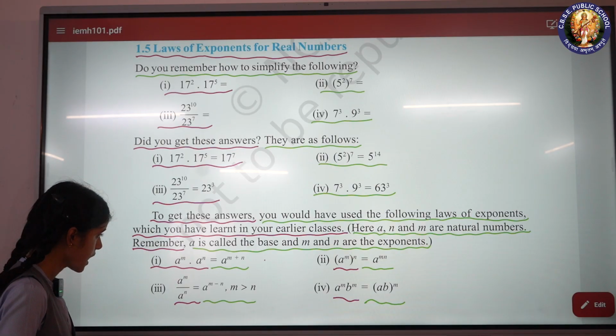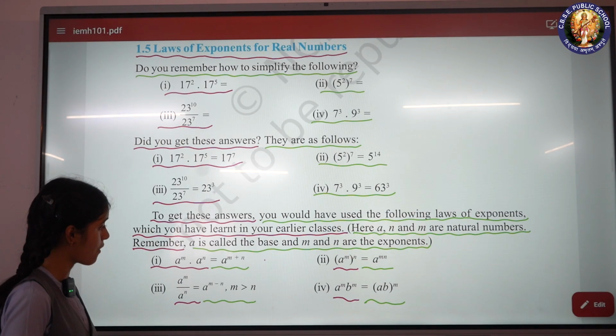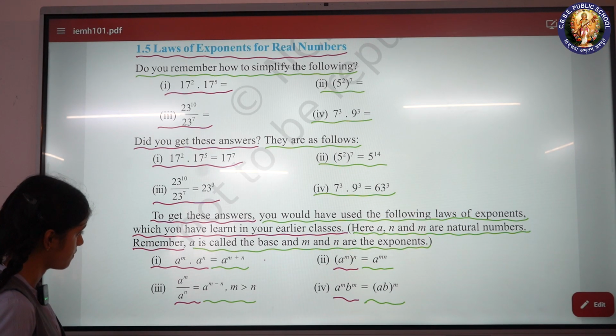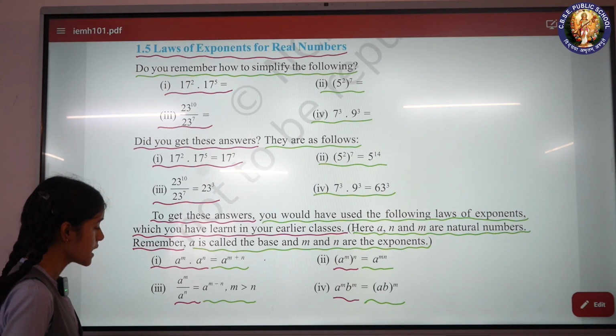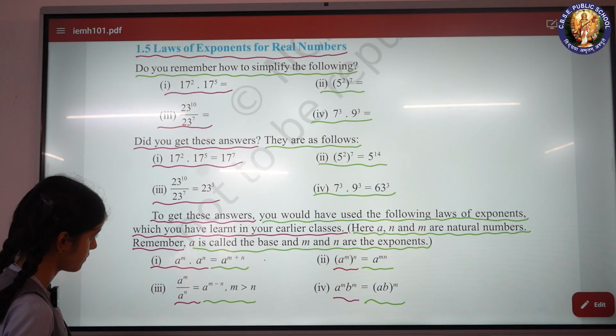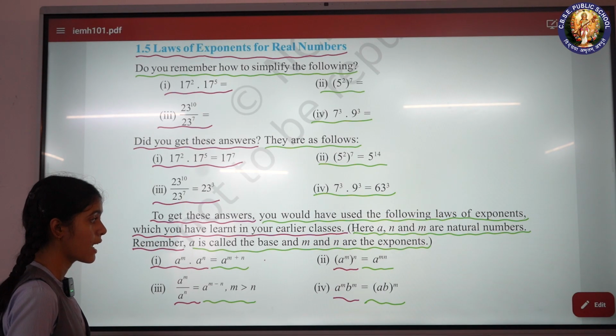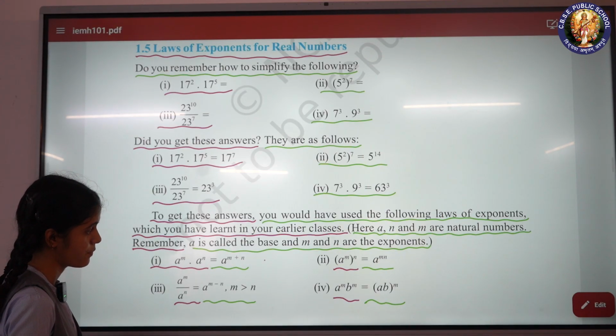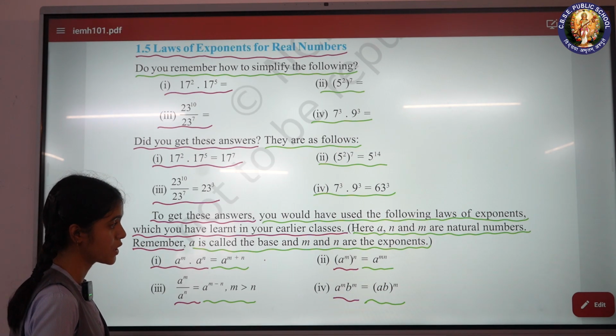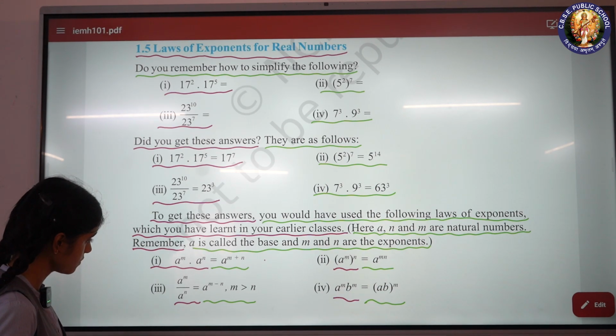First, a to the power m into a to the power n is equal to a to the power m plus n. Second, bracket a to the power m, the whole power n, is equal to a to the power mn.